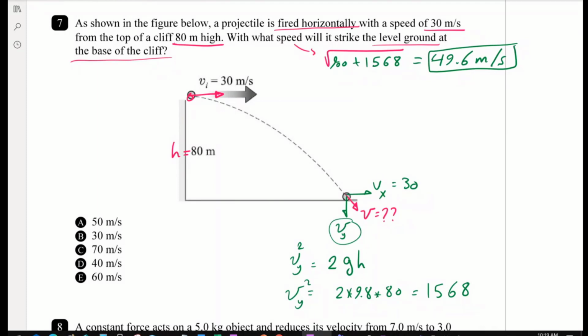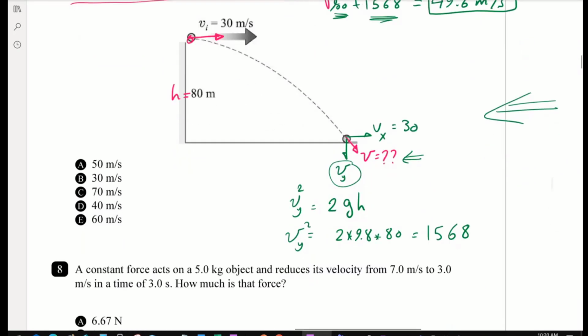Okay, and I expect that you might get something similar in the final exam, asking about the total speed. So for the total speed, you need to get the horizontal and the vertical, and then take the square root of the first one squared plus the second one squared.